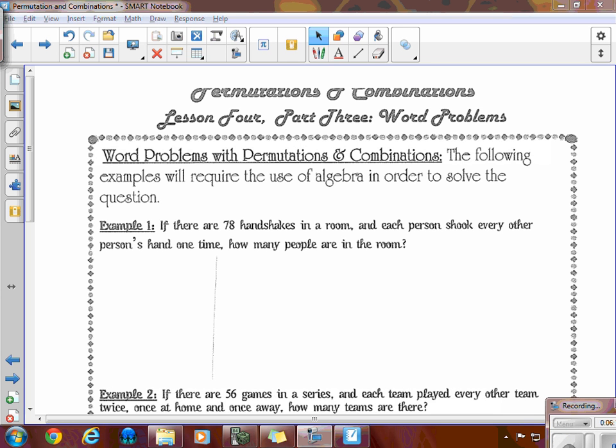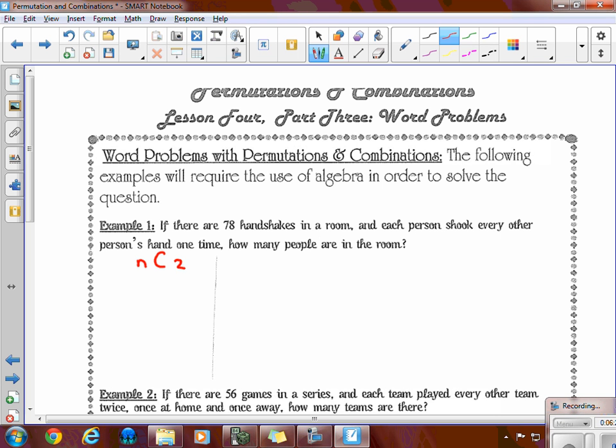So the first question is saying there are 78 handshakes in a room, and each person shook every other person's hand one time. How many people were in the room? If you look back, the formula for handshakes was n choose 2, gave us the number of handshakes. So in this case, they're saying n choose 2 gives us 78 different handshakes. We're trying to figure out the n, how many people were in the room.